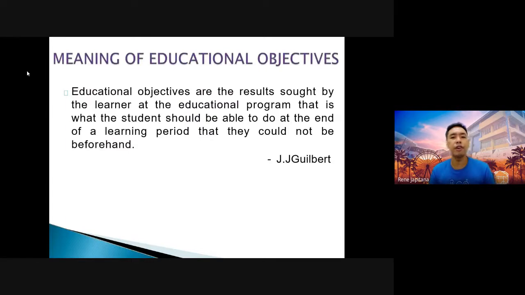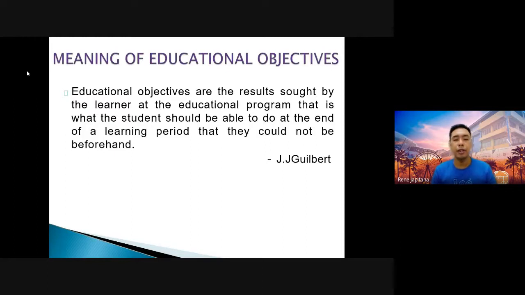Educational objectives are the results sought by the learners. These are the things that our learners need to learn, what the learner is expected to learn in the educational program, that is, what the student should be able to do. So what are the students expected to do?